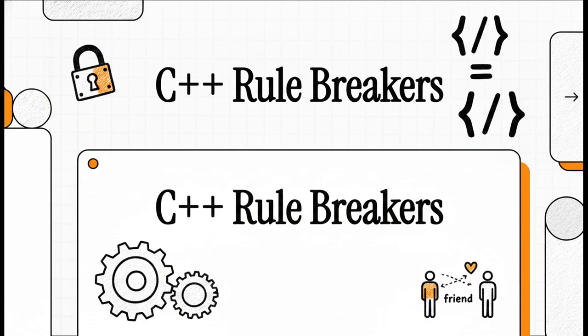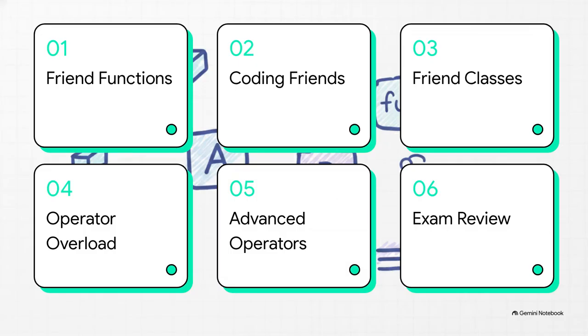In this explainer, we're unpacking your lecture material on two of the most powerful and honestly kind of dangerous tools in C++, friend functions and operator overloading. Here is our agenda for today.